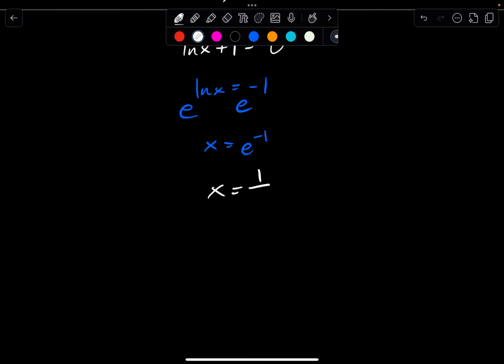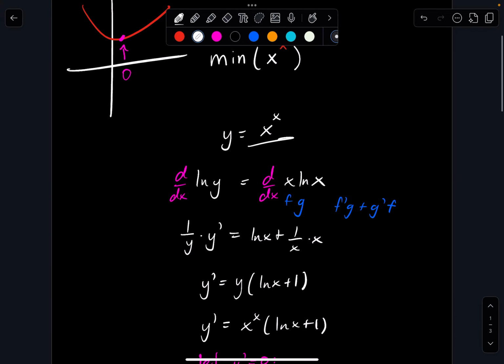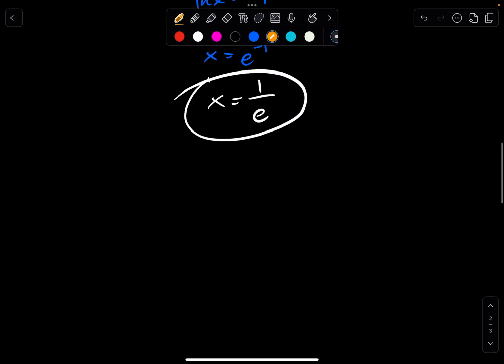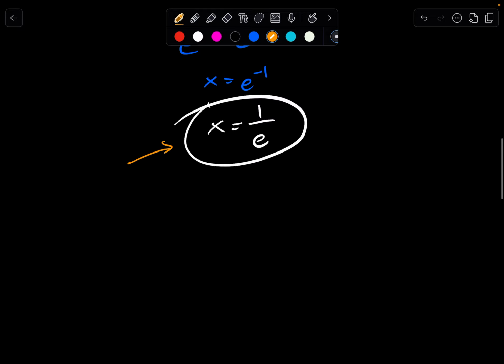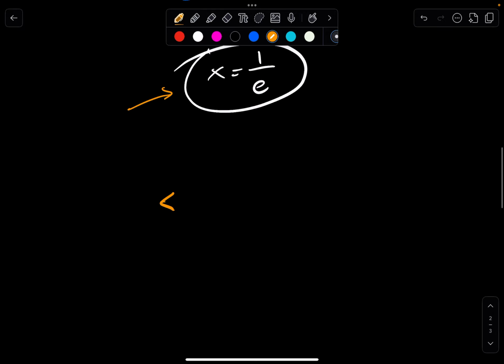X is equal to 1 over e. This is the minimum of the function x to the x. But we can furthermore prove it using sign charts. I explained this in my previous video as well. A sign chart just describes how the derivative and the function changes at a specific point. And what's that specific point? It's where the derivative is equal to 0. So let's quickly draw the sign chart so we can do the full analytical proof.